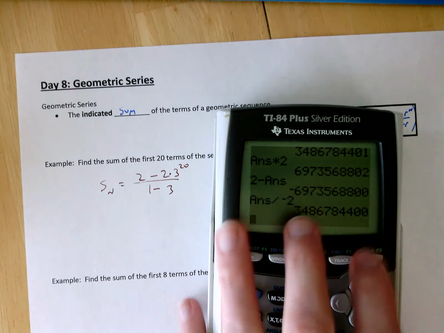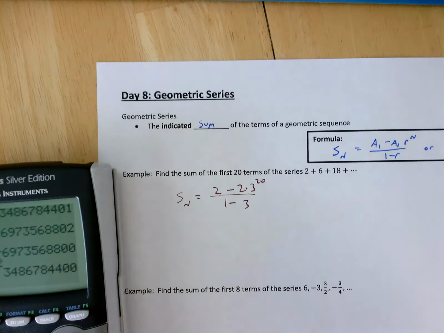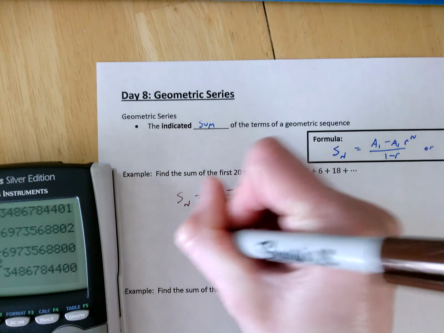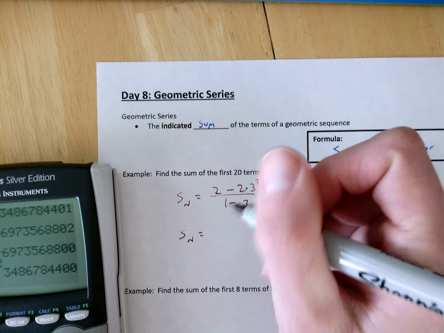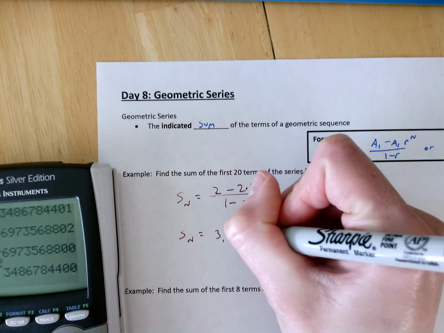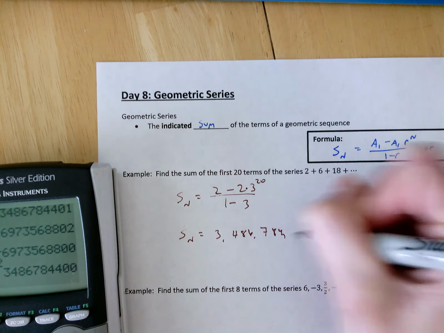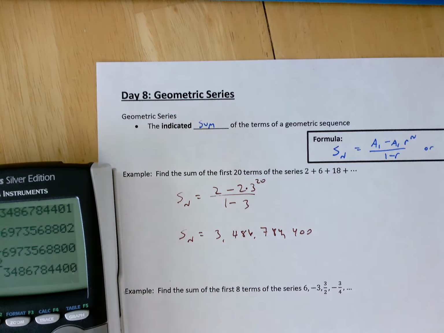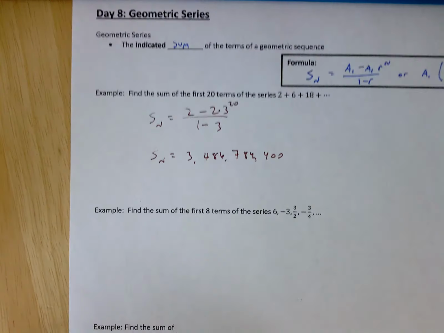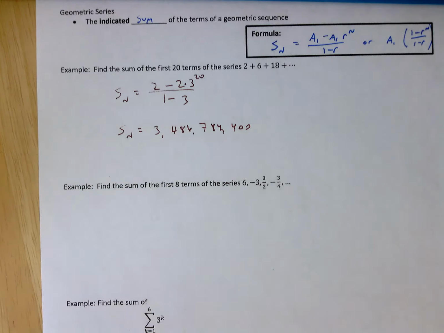So what a charmingly large number. So the sum of the first 20 numbers in this sequence is going to work out to 3,486,784,400. Lovely. All right, example number 2, this time without the oops. So taking a look at this one, I've got to figure out what is my a sub 1 and what is my common ratio.